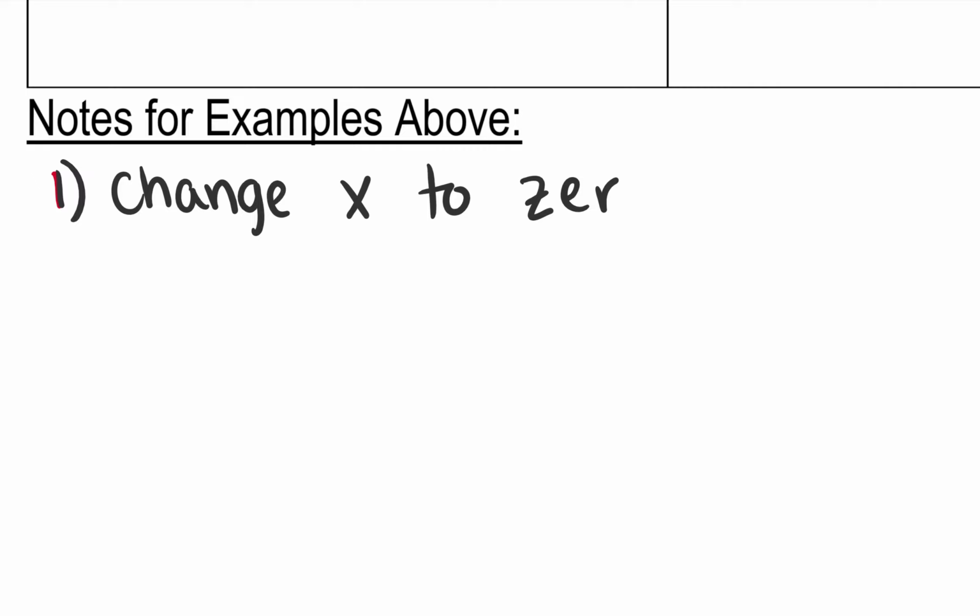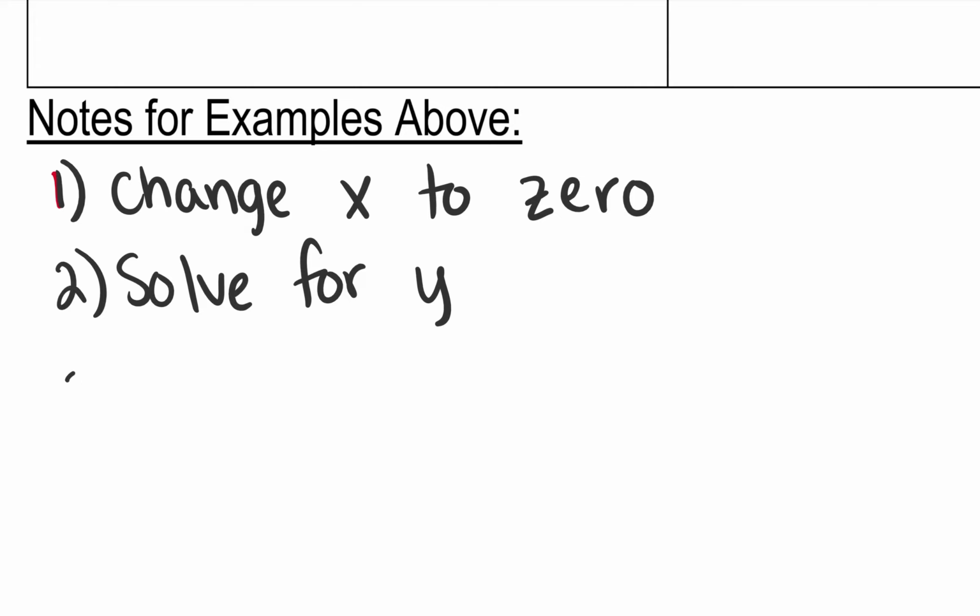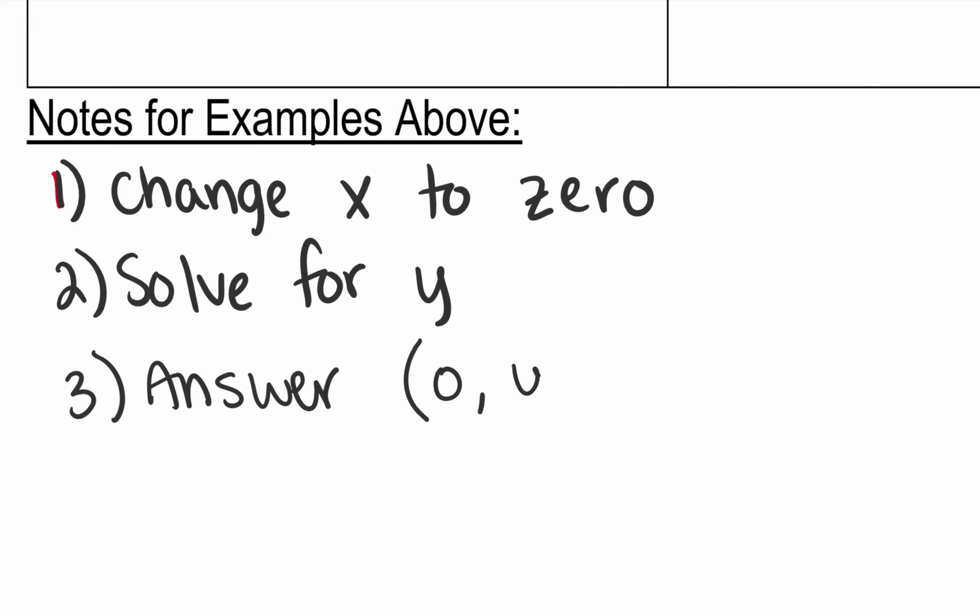Okay, because we're talking about the y-intercept, that's where it crosses the y-axis. Anywhere on the y-axis, the x value, the x point, is always 0. So I change x to 0, then I solve for y. And then my answer, once I solve for y, is always going to be 0, comma, and then whatever y is, okay? So I solve for y, but my answer is not going to be a number. It's got to be a point, 0, comma, whatever the number is.